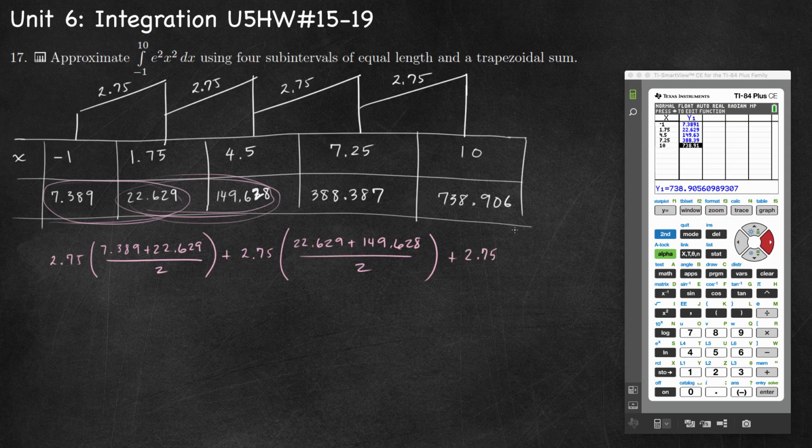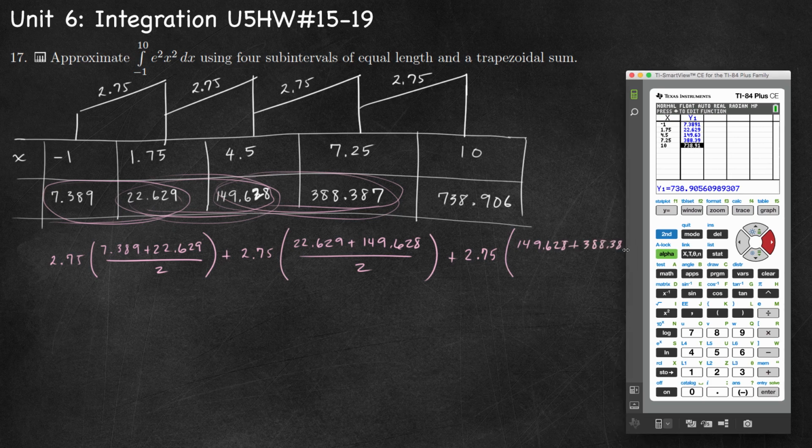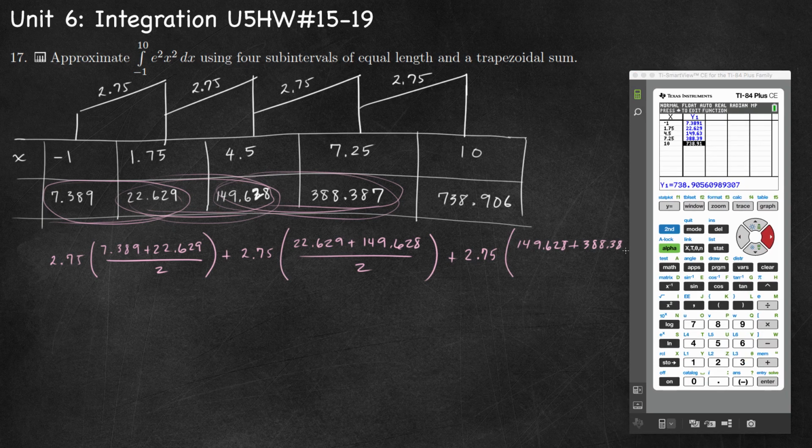Okay, plus then my next trapezoid also has a width of 2.75. So each of these terms has a factor of 2.75 in it. So we can save ourselves a little bit of trouble by factoring that out. But I'm going to show the whole setup here so we can see the pattern. My next two bases, 149.628 plus 388.387 over 2. And I've got one more. I'm going to have to put it down here.